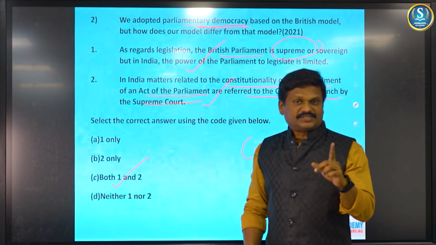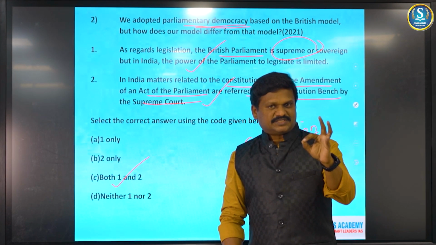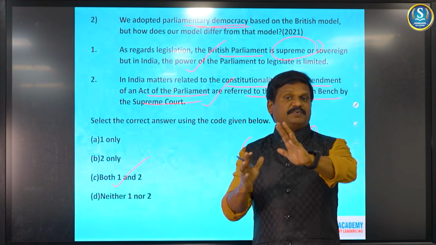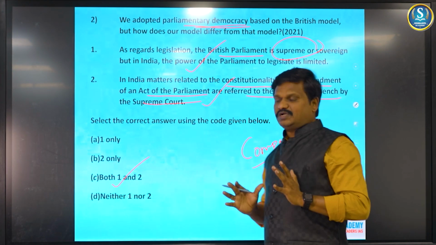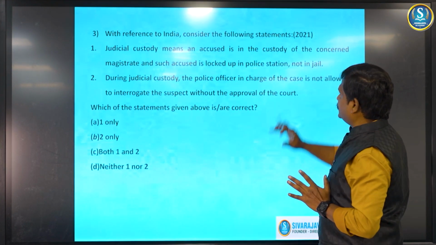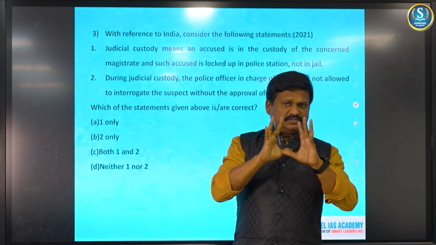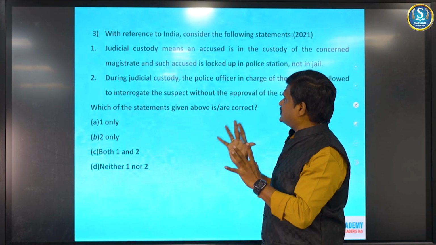Now, in the first question, it was conceptual clarity which is tested. In the second question, comparison of constitutions was tested. Now, come to the third question. Now, this question, there is no topic called judicial custody and all.